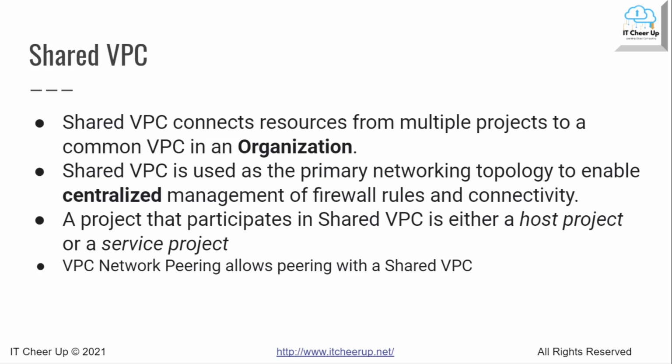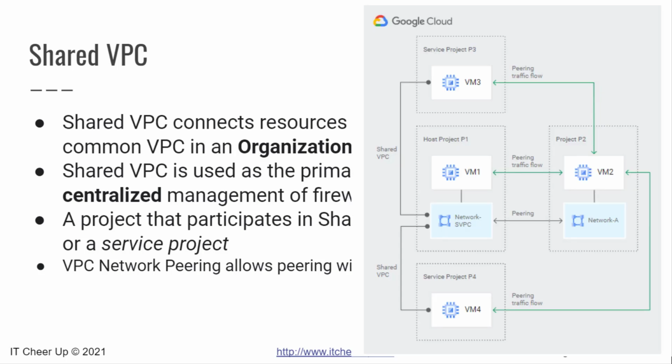So let's take a look at this example of VPC network peering with the shared VPC. You can see in this diagram, network SVPC is a shared VPC network in the host project P1. Service projects P3 and P4 are able to attach VM instances to the network SVPC. Network SVPC peers with network A.